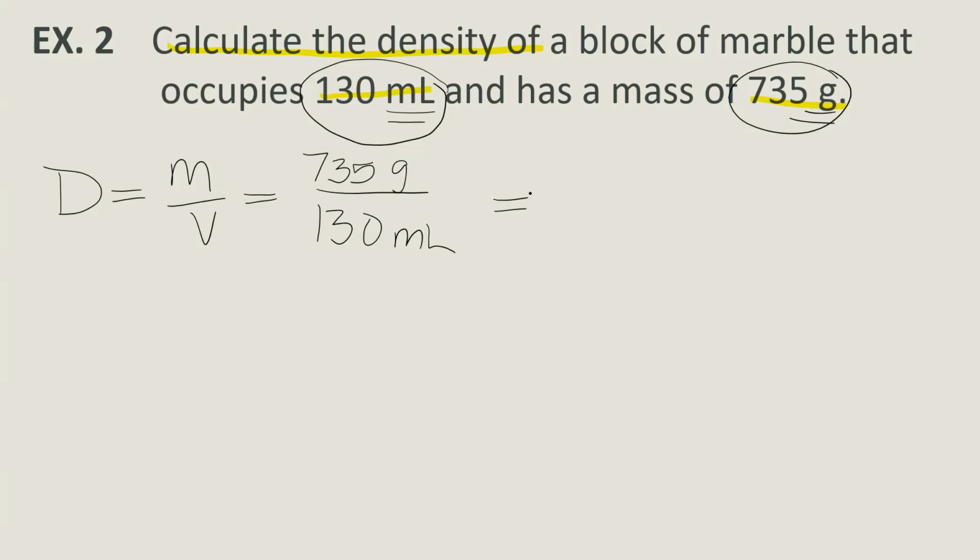It can be in any order. So 735 divided by 130, and I get about 5.65. And my unit again is grams over milliliters. All right, next up.